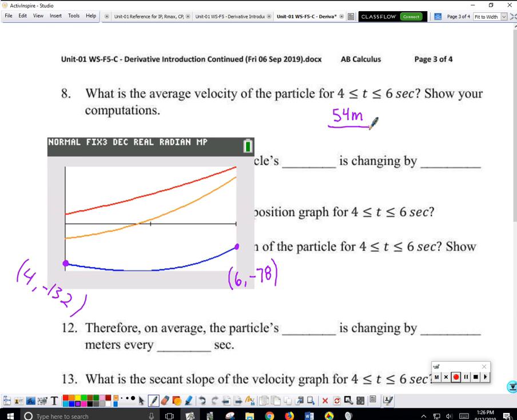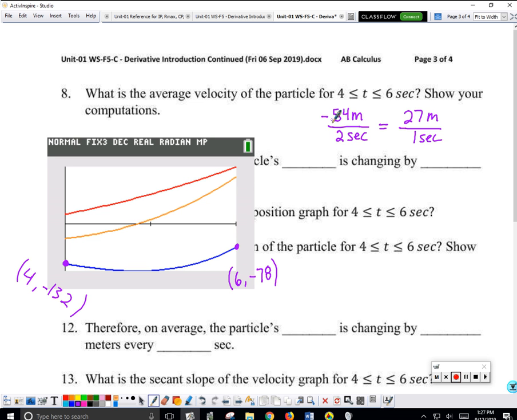Okay, that's not a rate. That's just how much the change was. Rate means, well, per something. So we divide this by 2 seconds, and now we know that on average, your position is changing by 27 meters every 1 second. Would that be -27?